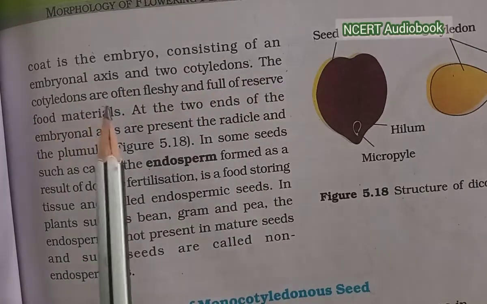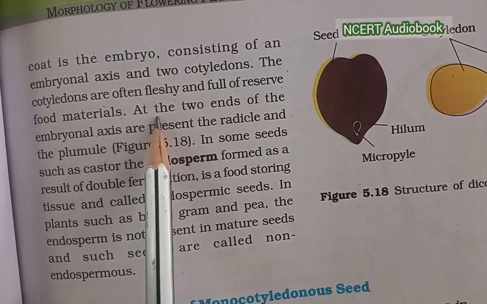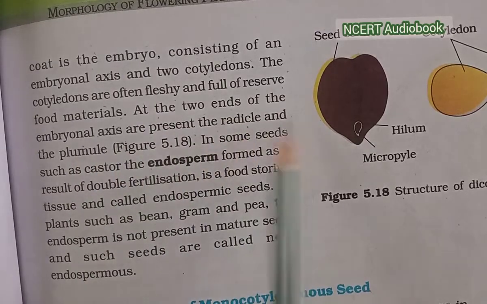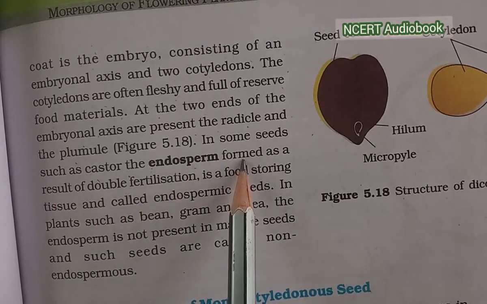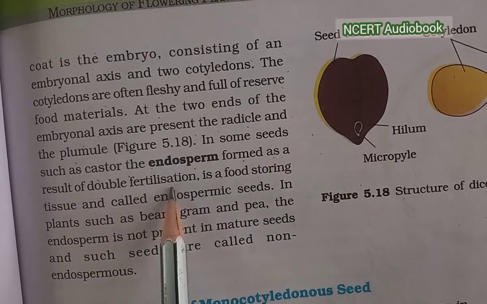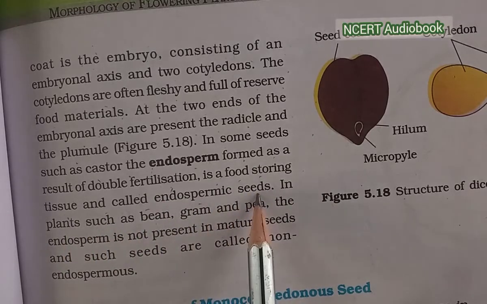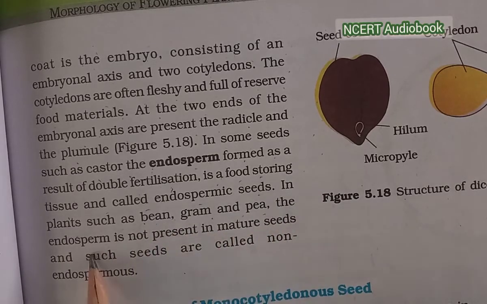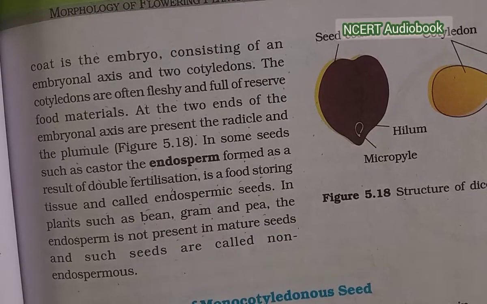The cotyledons are often fleshy and full of reserve food material. At the two ends of the embryonal axis are present the radicle and the plumule. In some seeds, such as castor, the endosperm formed as a result of double fertilization is a food-storing tissue, and such seeds are called endospermic seeds. In plants such as bean, gram and pea, the endosperm is not present in mature seeds, and such seeds are known as non-endospermous.